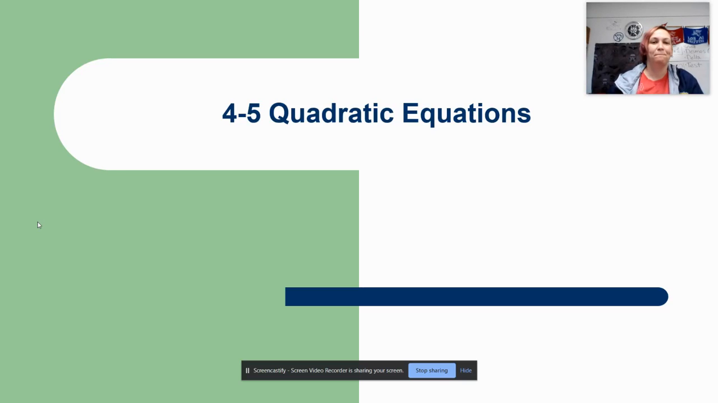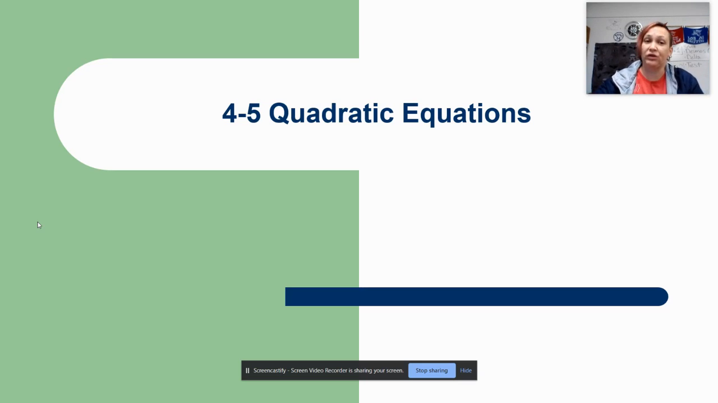Hi guys. Today we're going to start the next part of chapter 4, which is solving quadratic equations. The big change in this part of chapter 4 is that instead of having an expression, which is a math problem without an equal sign in it, we're going to throw some equal signs in there. They're going to be equations. And then since we're solving, our final answer is going to be like x equals a number, something like that.